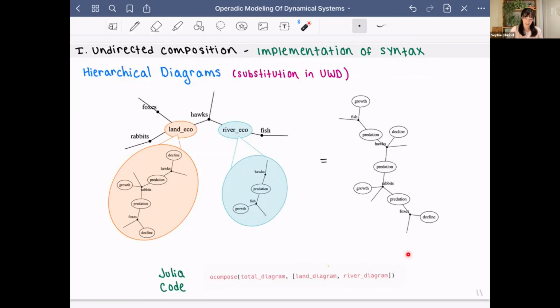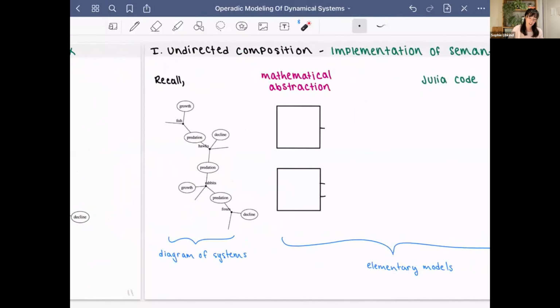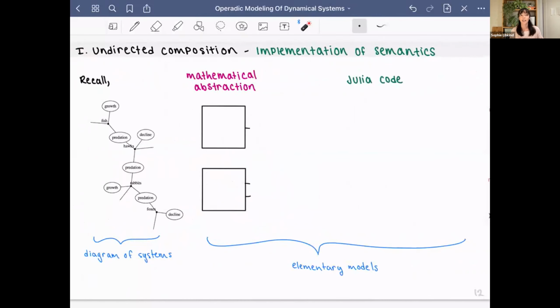Wonderful. Okay, so we're ready to move to the implementation of semantics. So we've just been talking about how to make the diagrams that will say how we compose systems. And we've now produced this diagram that relates fishes, hawks, rabbits, and foxes. And now we want to fill them with meaning. We want to define elementary models that we actually want to compose.